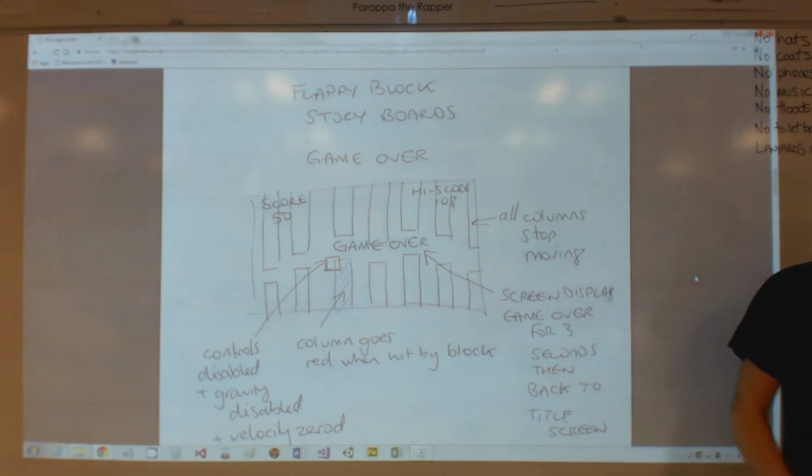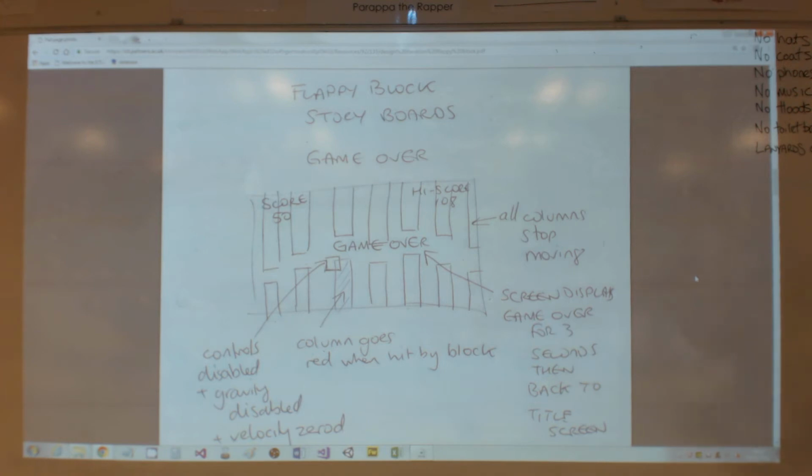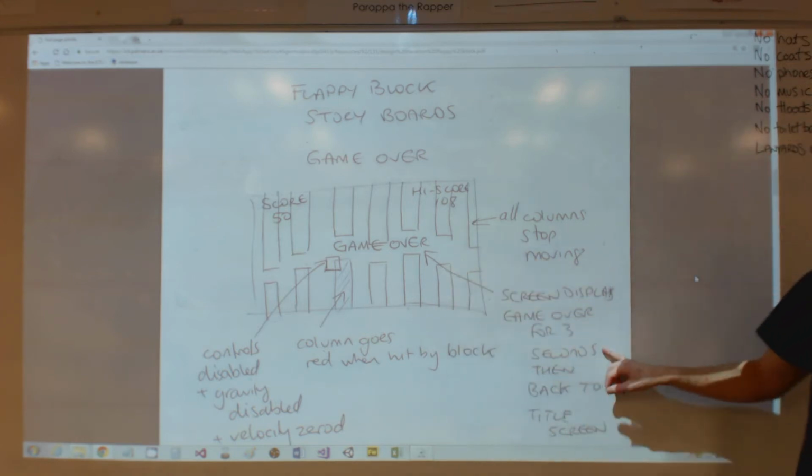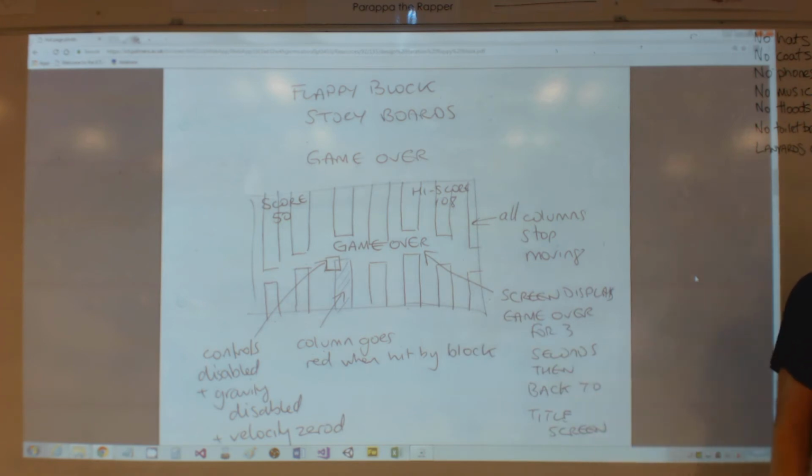One thing you need to remember in Unity, if you're moving under velocity and you want the character to stop, it's no good just not adding forces. You need to make sure the velocity is 0, otherwise it'll keep moving. Okay, screen displays game over for 3 seconds, then we go back to title screen. Okay, so I'm explaining the game over bit.